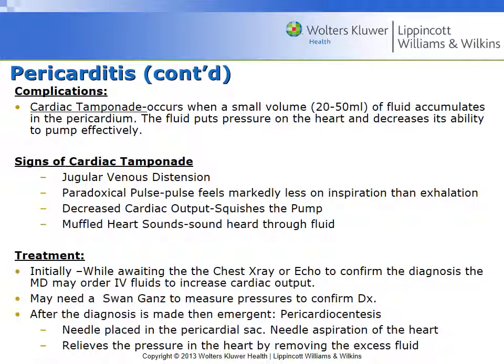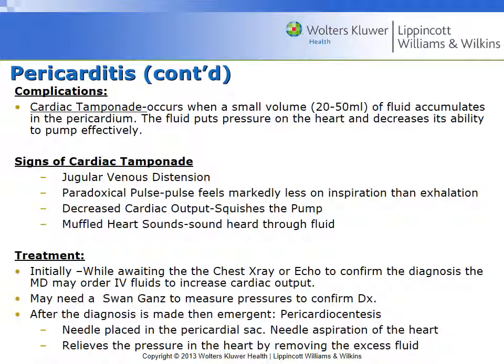Signs of cardiac tamponade include jugular venous distension, as the heart can't pump effectively and blood backs up into the inferior and superior vena cava. Paradoxical pulse: the pulse feels markedly less on inspiration and exhalation, and that's just due to the changes in intrathoracic pressure of the chest. Another thing that you'll see is decreased cardiac output. The fluid that's present around the heart reduces the ability of the heart to pump effectively, and it essentially squishes the left ventricle and doesn't allow it to pump. Muffled heart sounds are a hallmark of cardiac tamponade, as it's very difficult to hear the sound transmit through the fluid that's surrounding the heart.